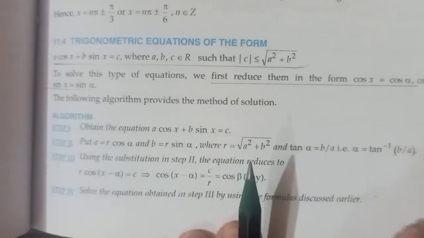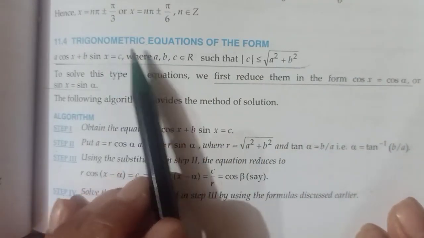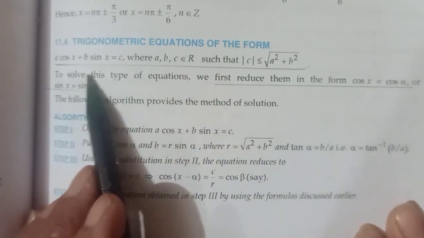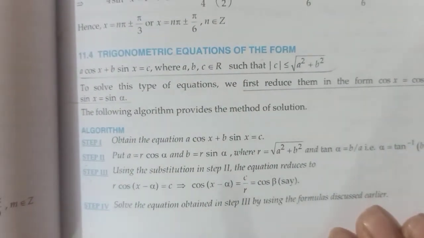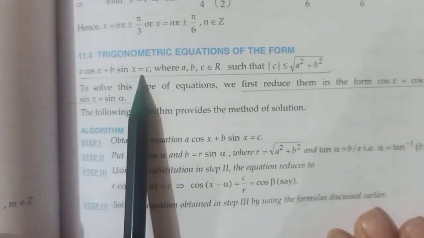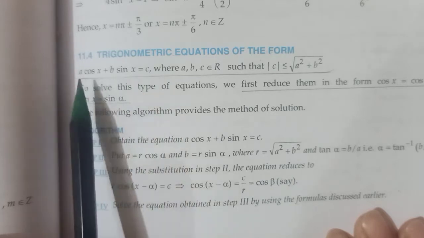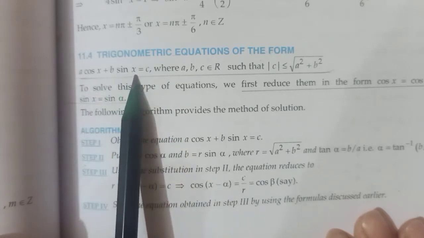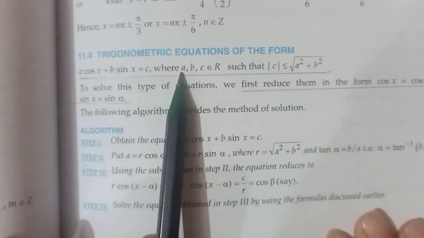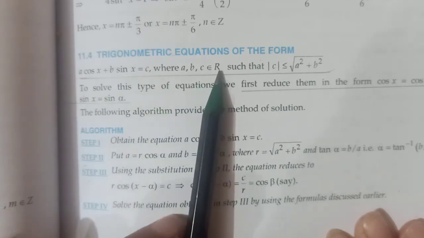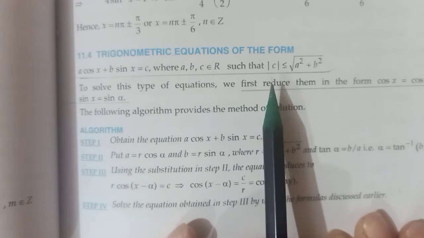All right, there is this special form of trigonometric equation that needs to be discussed, and it's quite important. When you come across a trigonometric equation of this kind, a cos x plus b sin x is equal to c, meaning you have cos and sine both with some numbers, then how to go about it, where a, b, c are some real numbers. And this condition is obvious.